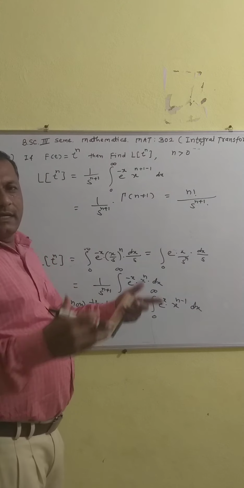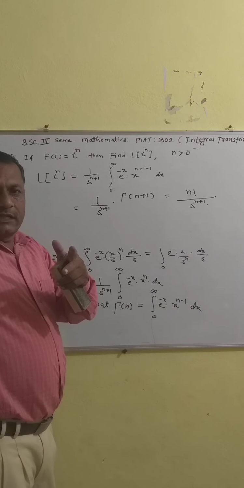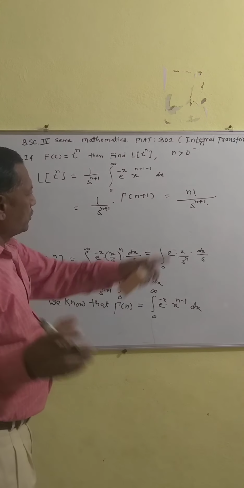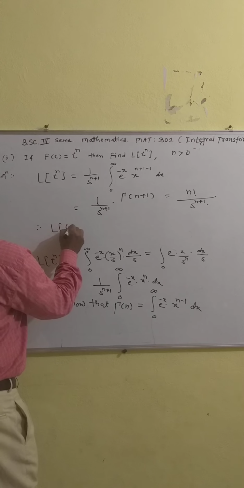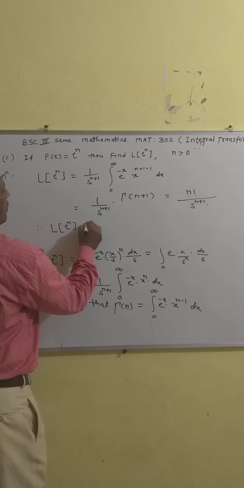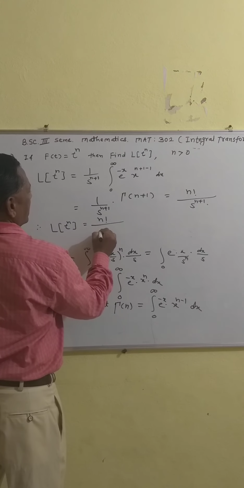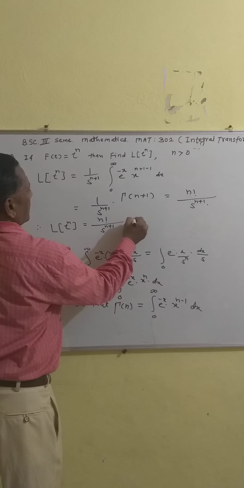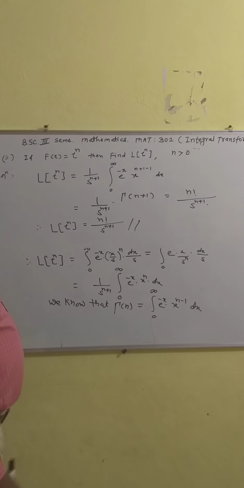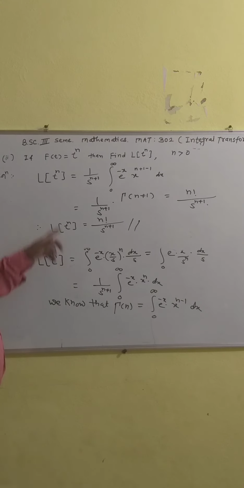Factorial n means n into n minus 1, n minus 2, up to the 3 into 2 into 1. Therefore, Laplace transform of t raised to n is equal to n factorial upon s raised to n plus 1. So this is the Laplace transform of t raised to n by using the definition of Laplace transform.